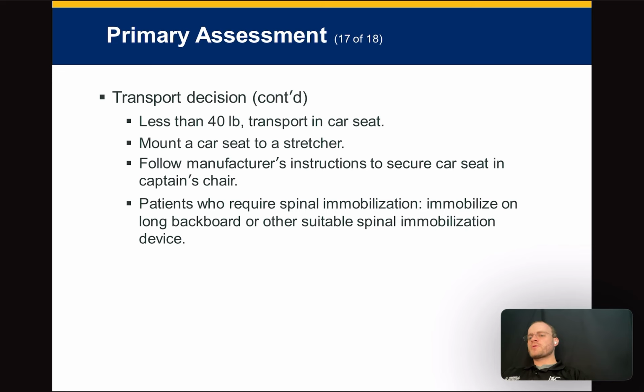This is interesting. Patients who require spinal immobilization, you could immobilize these sometimes on a long backboard or another suitable spinal immobilization device. Sometimes a KED works well for this, or what's called a short backboard. Sometimes those work okay on children in certain scenarios.